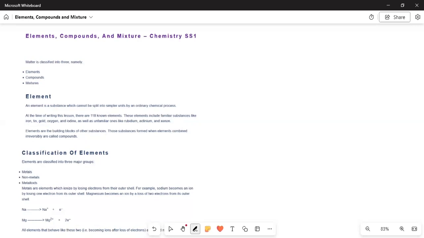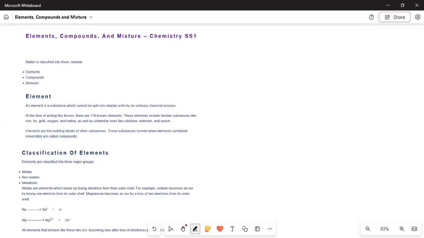Okay, so in this class, we'll be looking at classification of matter. Recall that in our previous class, we said that chemistry studies matter in relation to the composition of matter, the properties of matter, and the changes that matter undergo under different conditions of temperature and pressure. So this matter we are talking about, which is of course anything that has mass and occupies space, means almost everything around us is matter.